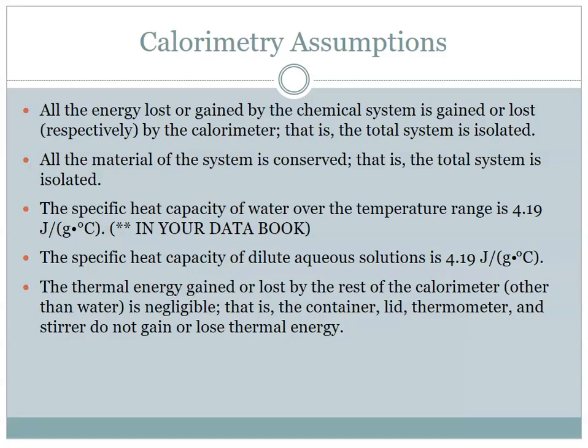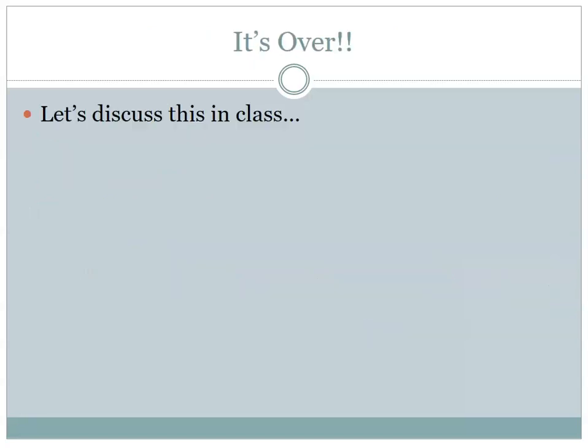Another assumption we will make is that the specific heat capacity of dilute solutions is the same as that for water. In reality, dissolving ions in water will result in a slight change to the specific heat capacity. We will also assume that every bit of energy released by the system will go to the water, or that every bit of energy absorbed by the system is taken from the water. This brings us to the end of our lesson for today.